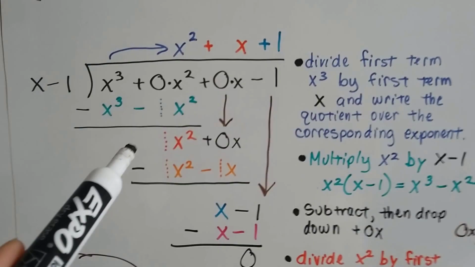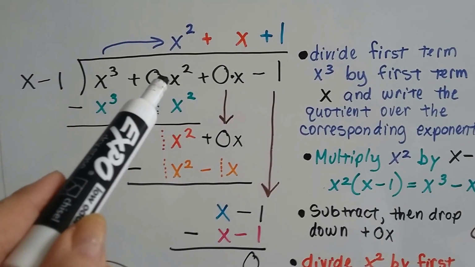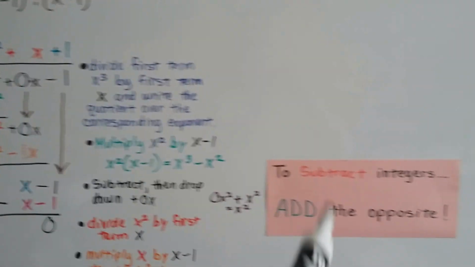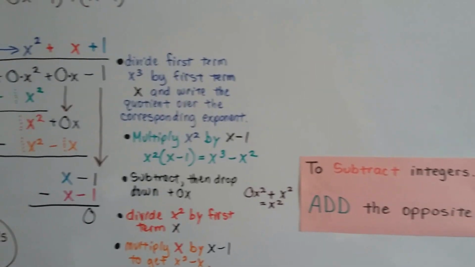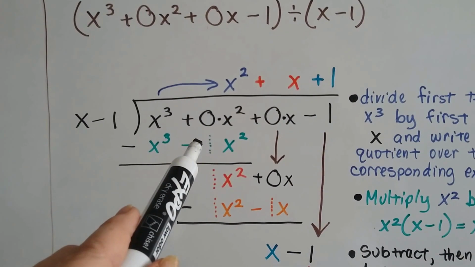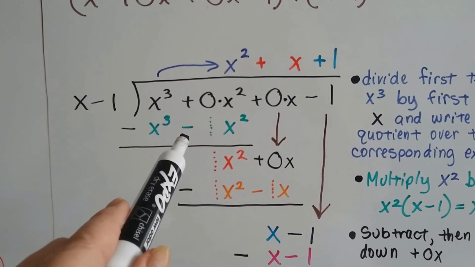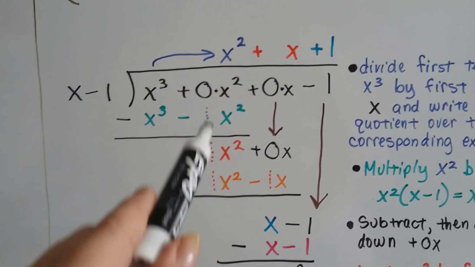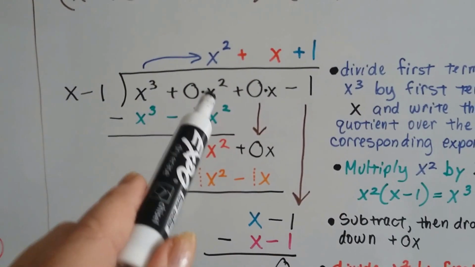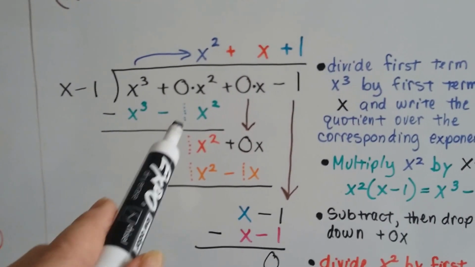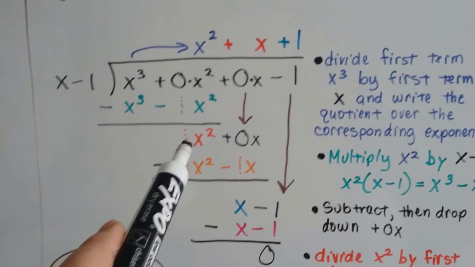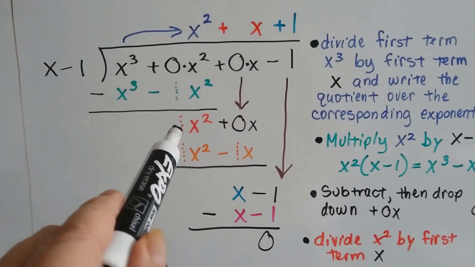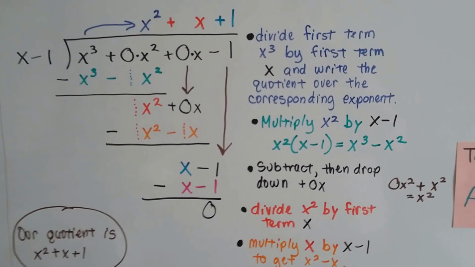So, because we have a positive 0x squared, and remember, when we subtract integers, we add the opposite, okay? So if we've got a 0x squared and we're adding a positive x squared, we're going to end up with an x squared. We're going to end up with 1, see? If you have 0, and because we're taking away a negative, we're going to add a positive, we end up with a positive x squared, see? Now we drop down this 0x, and we have x squared plus 0x, see?